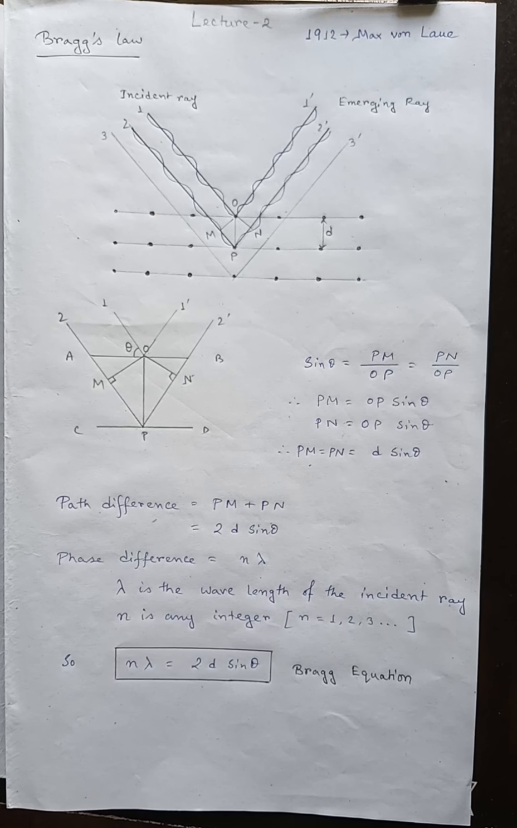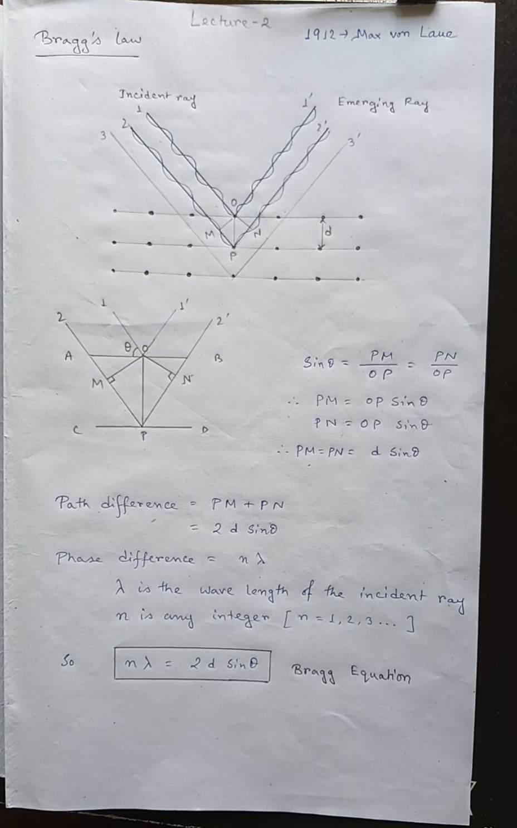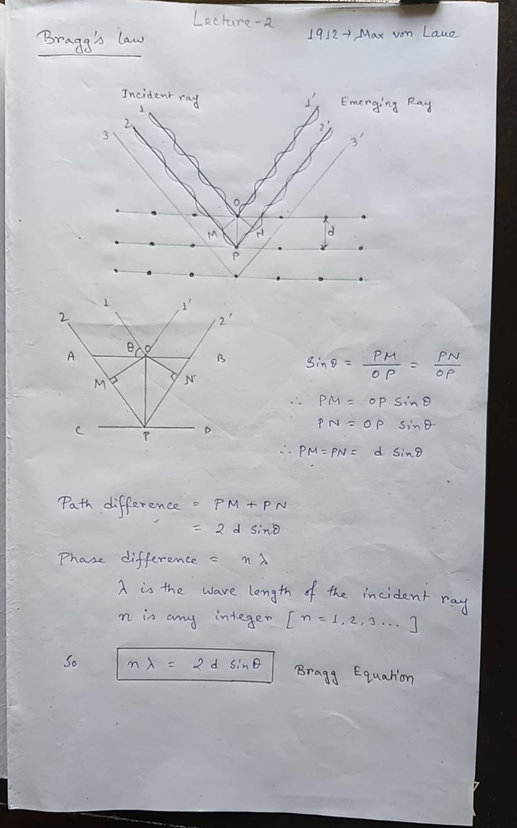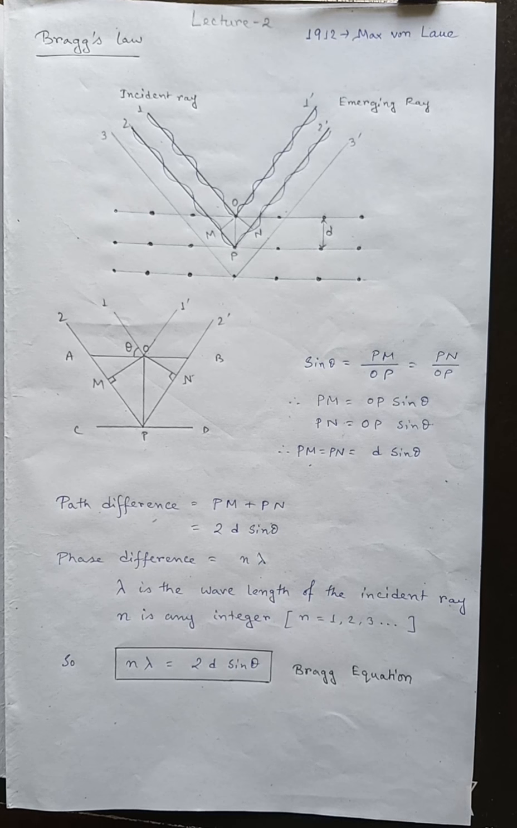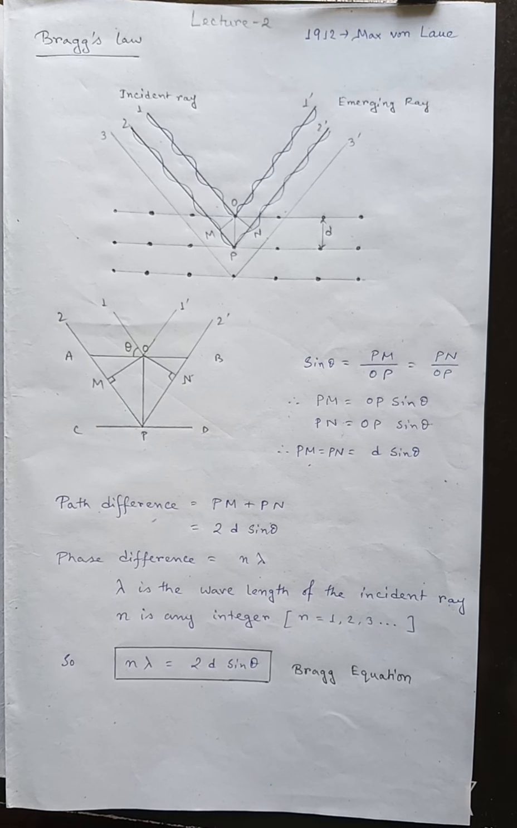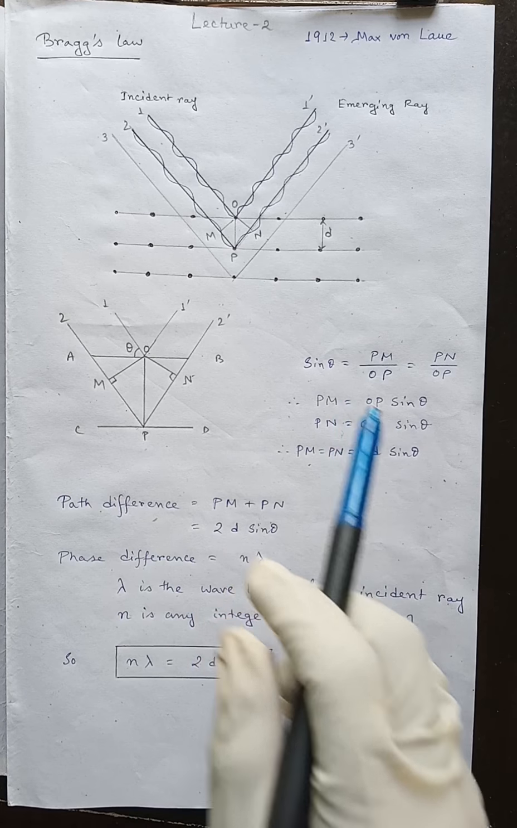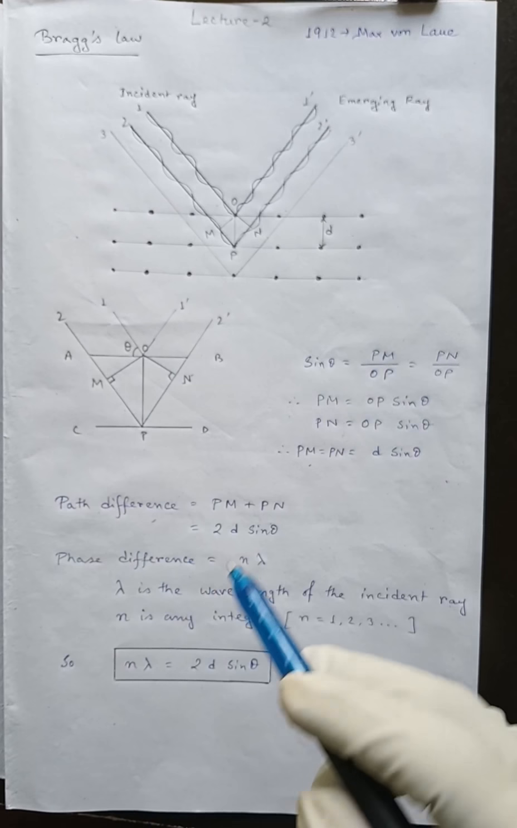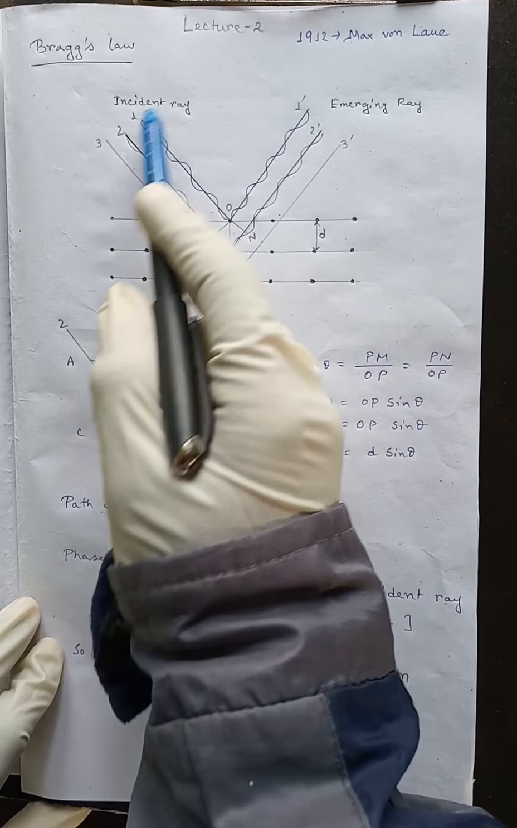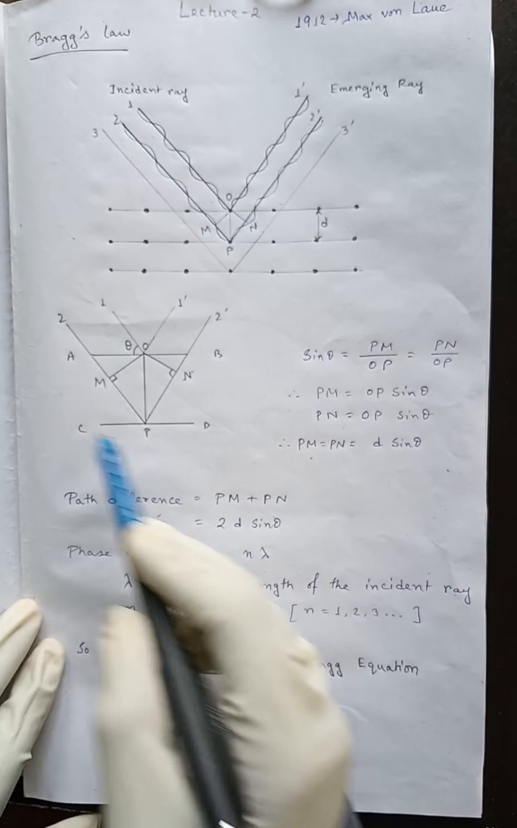Now, the rays scattered from successive layers will reinforce each other only when they are in phase and able to form constructive interference. This will result in a high intensity of the scattered beam. So this was the idea which the Braggs, the son and father pair, used. So I have just represented that and I have magnified this portion here.